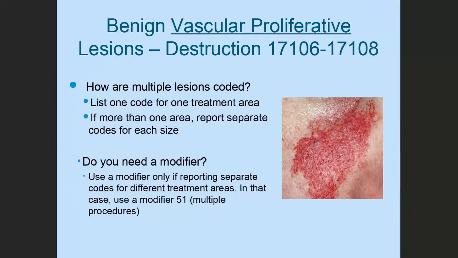So for these lesions, you're going to list one code for one treatment area. Obviously, you can't see that there may be multiple blood vessels involved. There's really no multiple lesions that you can code separately. Now, in the unlikely event that there's more than one area treated, you can report separate codes for each area by the size, the largest area first, and then the second area with a modifier 51.